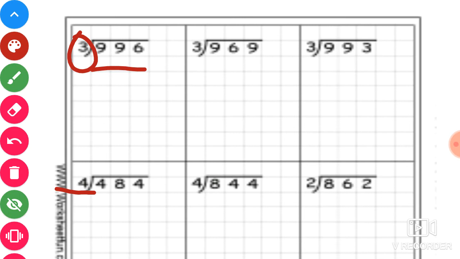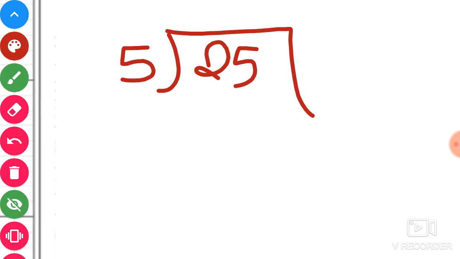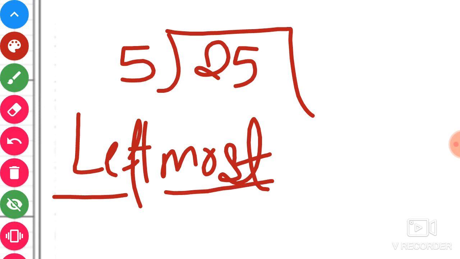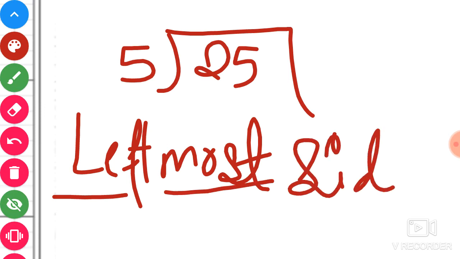Now, first of all, let us recall few simple things. Okay, kids, tell me, if I have to divide 25 with 5, how much I will get? How am I going to do this? Now, one thing. Always start division with the leftmost side. Keep this in your mind that we always have to start division from the leftmost side.